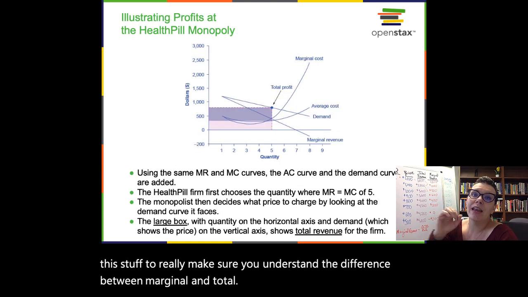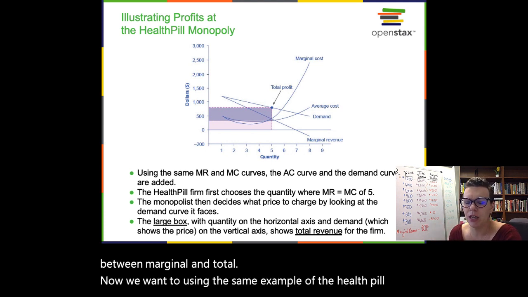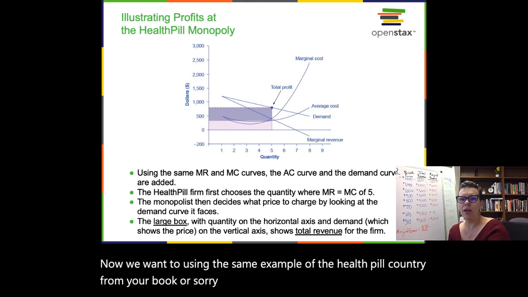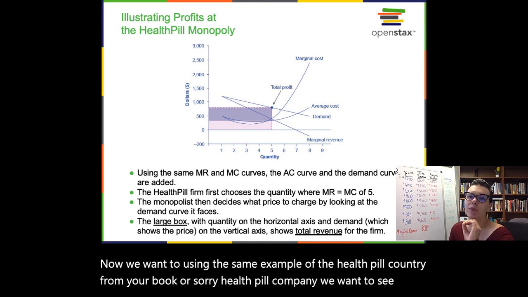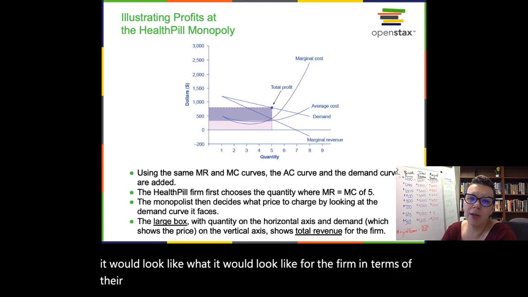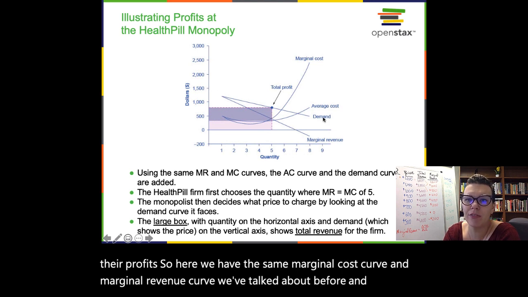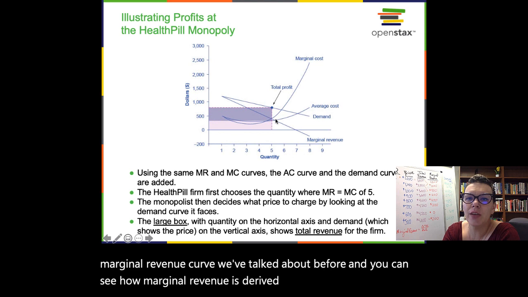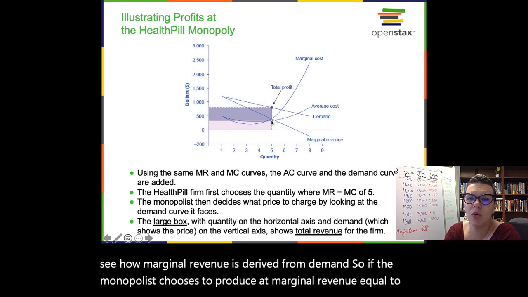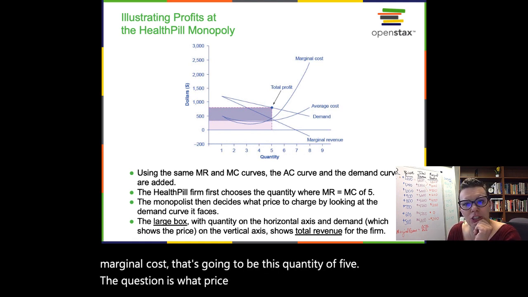So now we want to see, using the same example of the health pill company from your book, what it would look like for the firm in terms of their profits. So here we have the same marginal cost curve and marginal revenue curve we talked about before, and you can see how marginal revenue is derived from demand. So if the monopolist chooses to produce at marginal revenue equal to marginal cost, that's going to be this quantity of 5. The question is, what price are they going to charge?